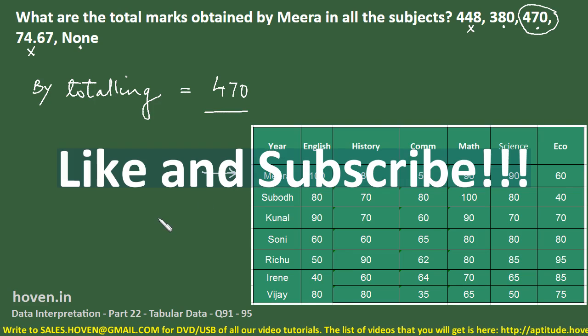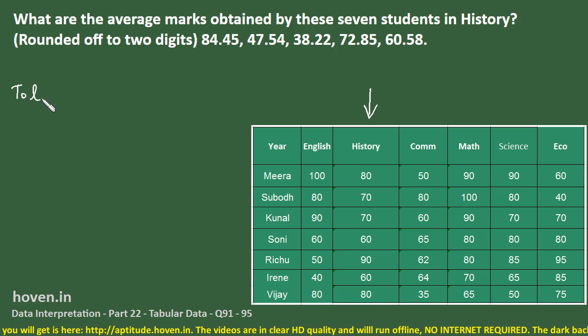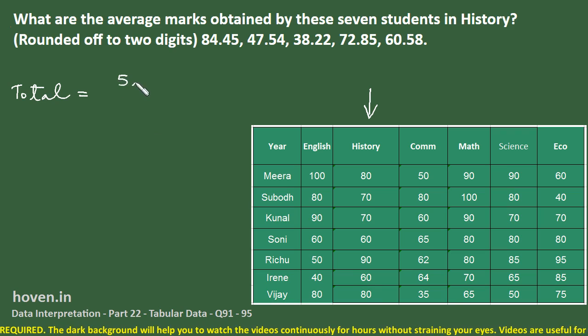Let us move to our next question now. What are the average marks obtained by these 7 students in history? We have to look for the column of history, add all of them, divide by 7. Total in history: 80 plus 70, 150, plus 70, 220, plus 60, 280, plus 90, 370, plus 60, 430, plus 80, 510. 510 divided by 7 students.